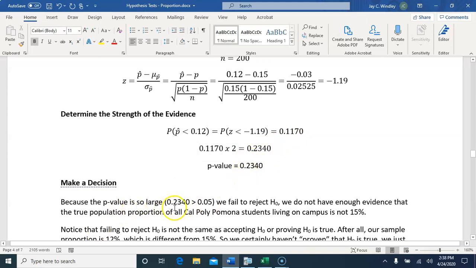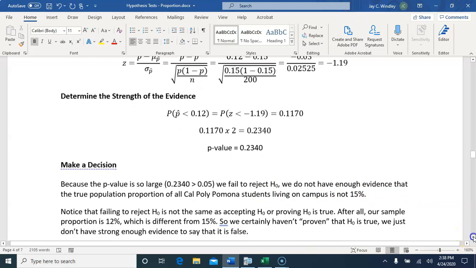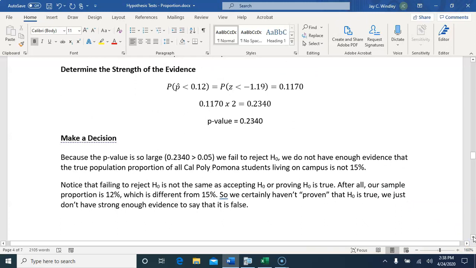Why do we say large? Because this p-value is greater than 0.05. So in that case, we fail to reject H0. We do not have enough evidence that the true population proportion of all Cal Poly Pomona students living on campus is not 15%. Notice that failing to reject H0 is not the same as accepting H0. Again, at the end of a trial, someone is either guilty or not guilty. They don't say innocent at the end of the trial. It's either guilty or we don't have enough evidence to say that they're guilty.